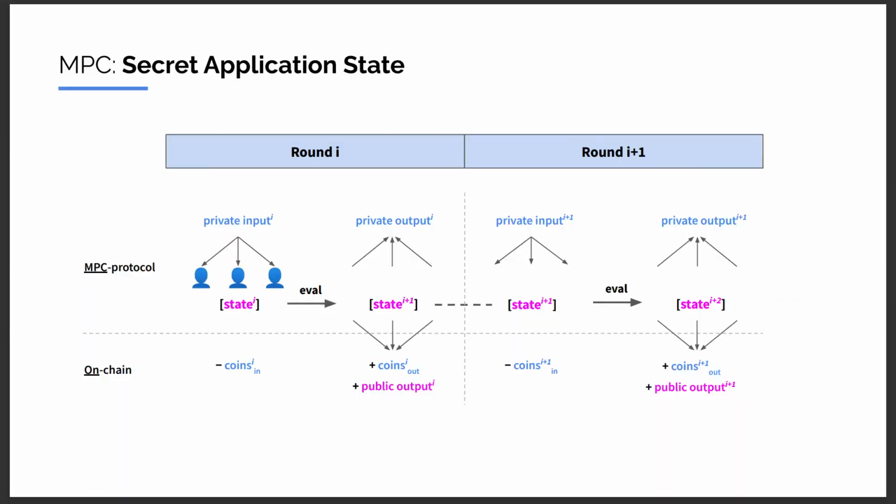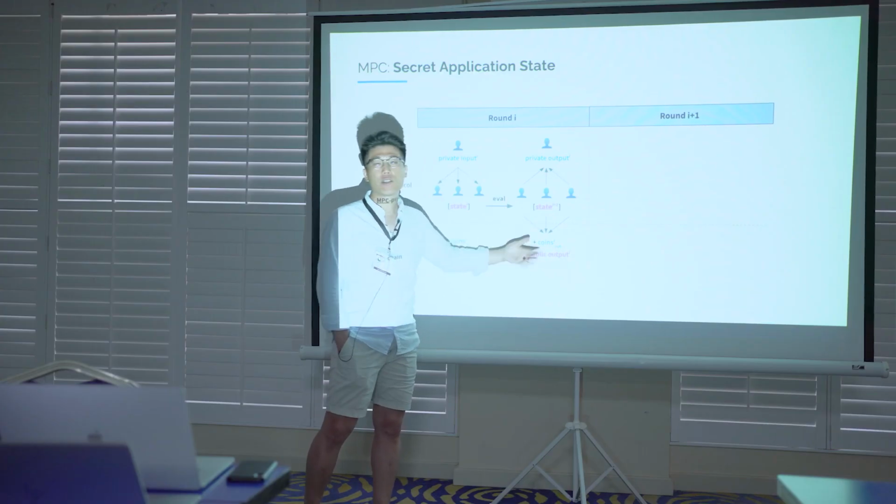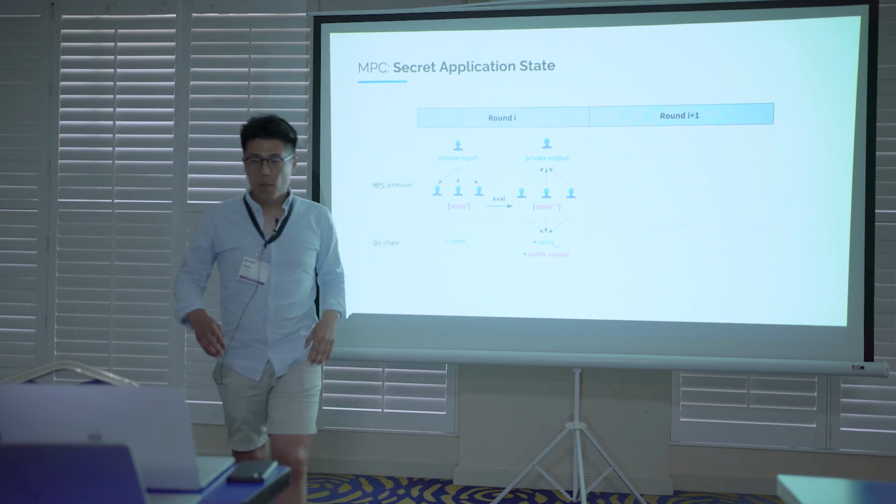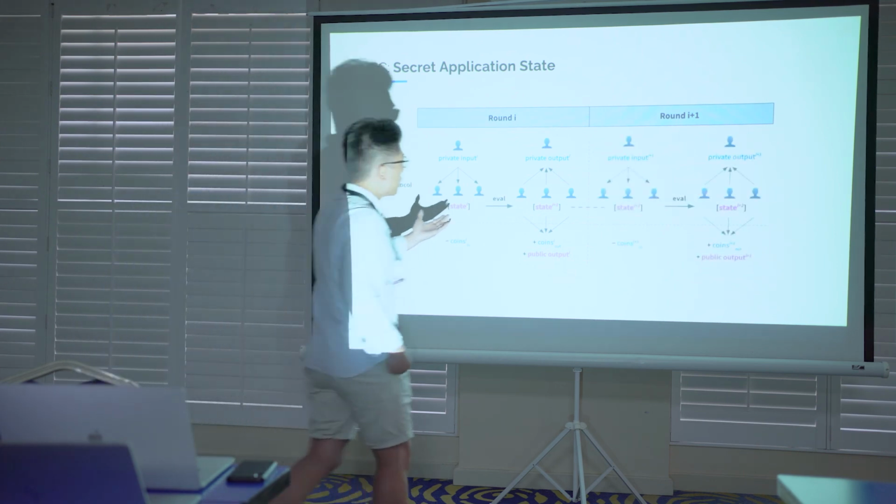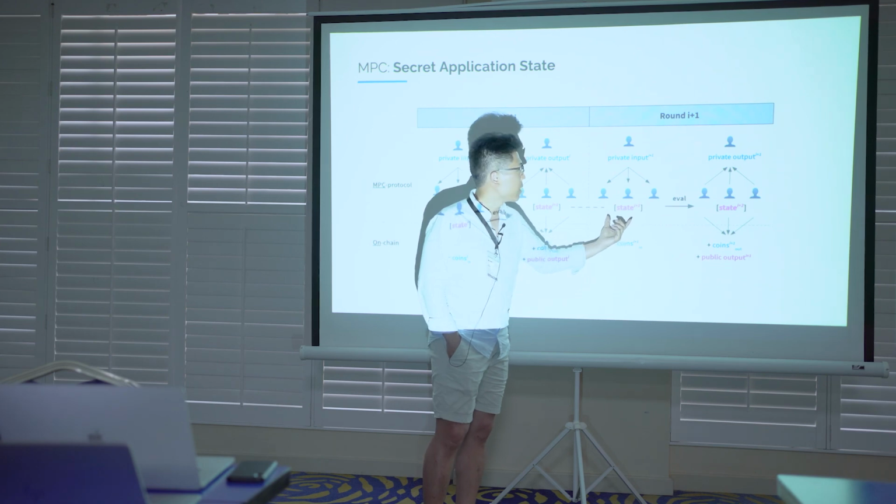And furthermore, we can have a secret state. So you imagine this MPC running multiple rounds. And in every round, we have the following. We have some private input from the user. We have some state, application state I. Some coins go in. And following the evaluation of that round, there's a possibility to output something private, to output coins, and also output something publicly. Now, this could be the price of the AMM or something like that. But importantly, the secret state carries over to the next round, okay?